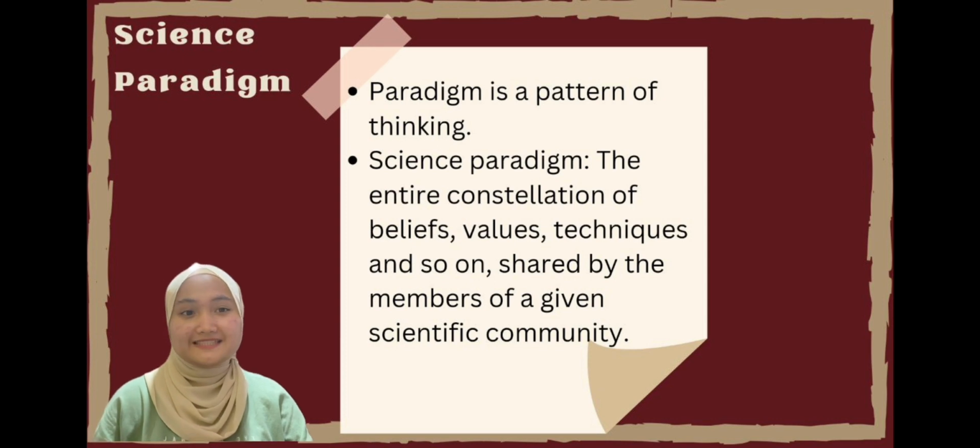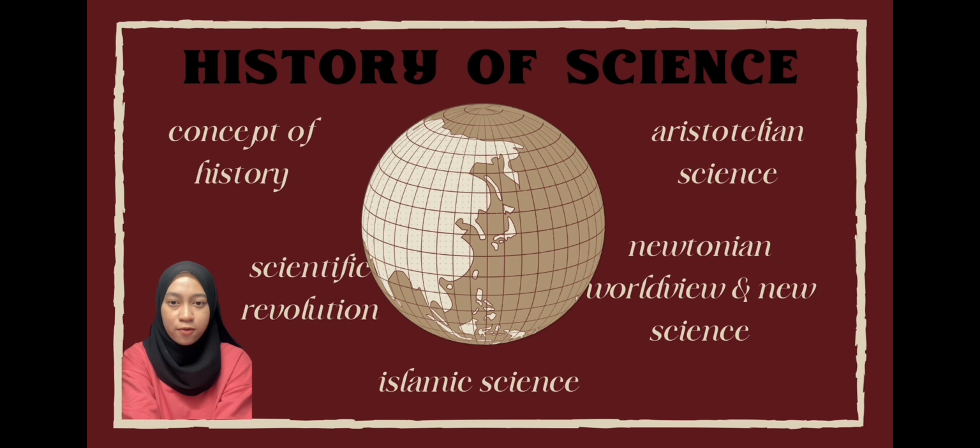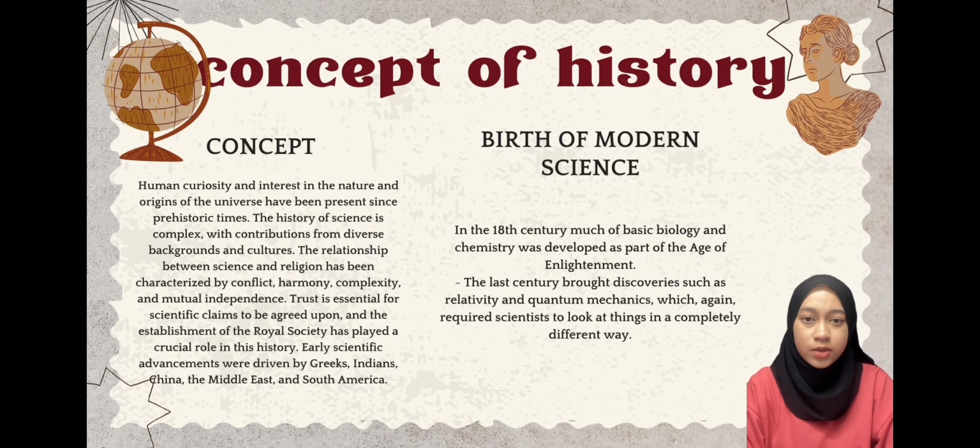Chapter 2, History of Science. Here we have five subtopics in this topic, which are the concept of history, Aristotelian science, scientific revolution, new time worldview and new science, and lastly Islamic science. First, I will start this topic with the concept of history.